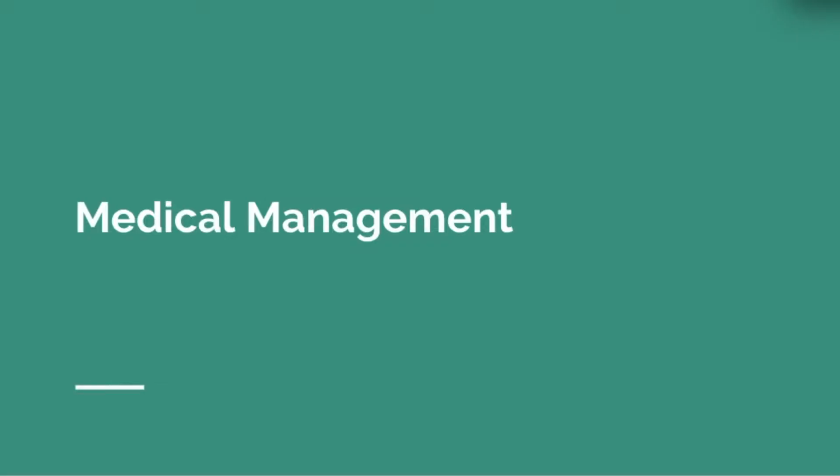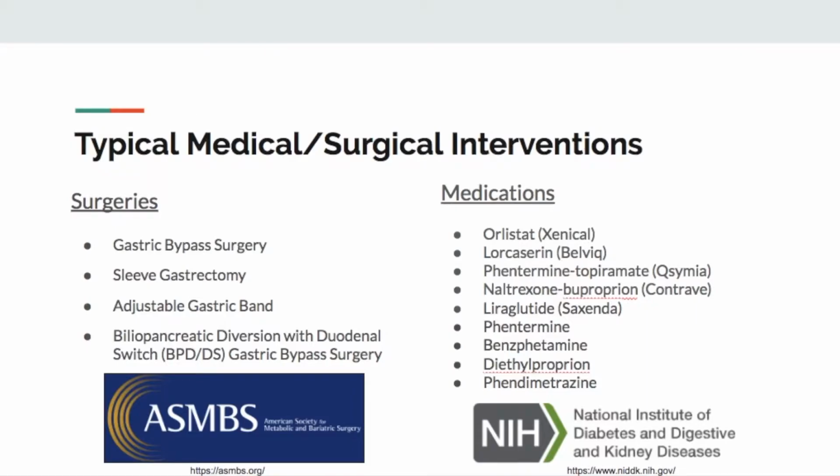Now we're going to talk about the medical management for overweight and obesity. There are 4 different types of surgeries for obesity, and these include the gastric bypass surgery, which is also known as the Roux-en-Y gastric bypass, the sleeve gastrectomy, which is also known as the sleeve, the adjustable gastric band, which is also known as the band, and the biliopancreatic diversion with duodenal switch gastric bypass surgery. Along with surgeries, there are also medications that are utilized for weight loss, and we will discuss these more in detail in the following slides.